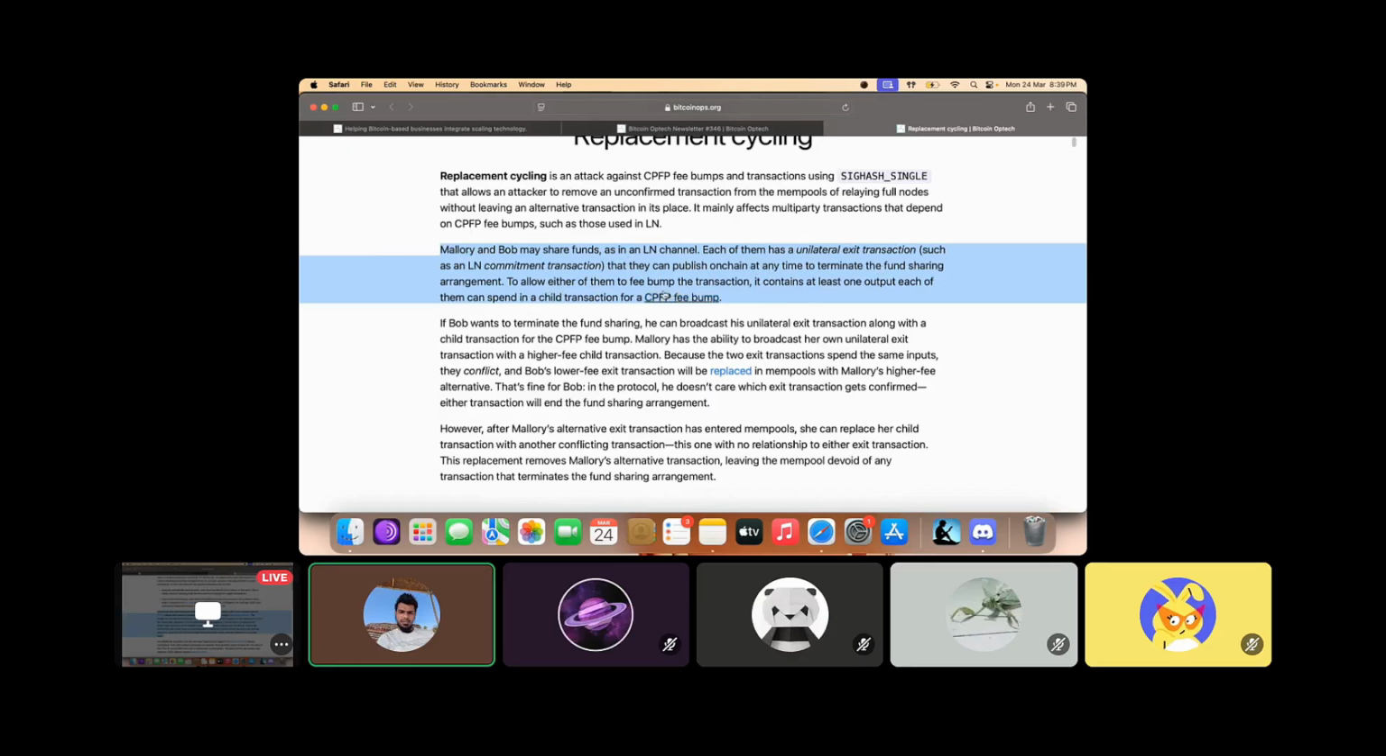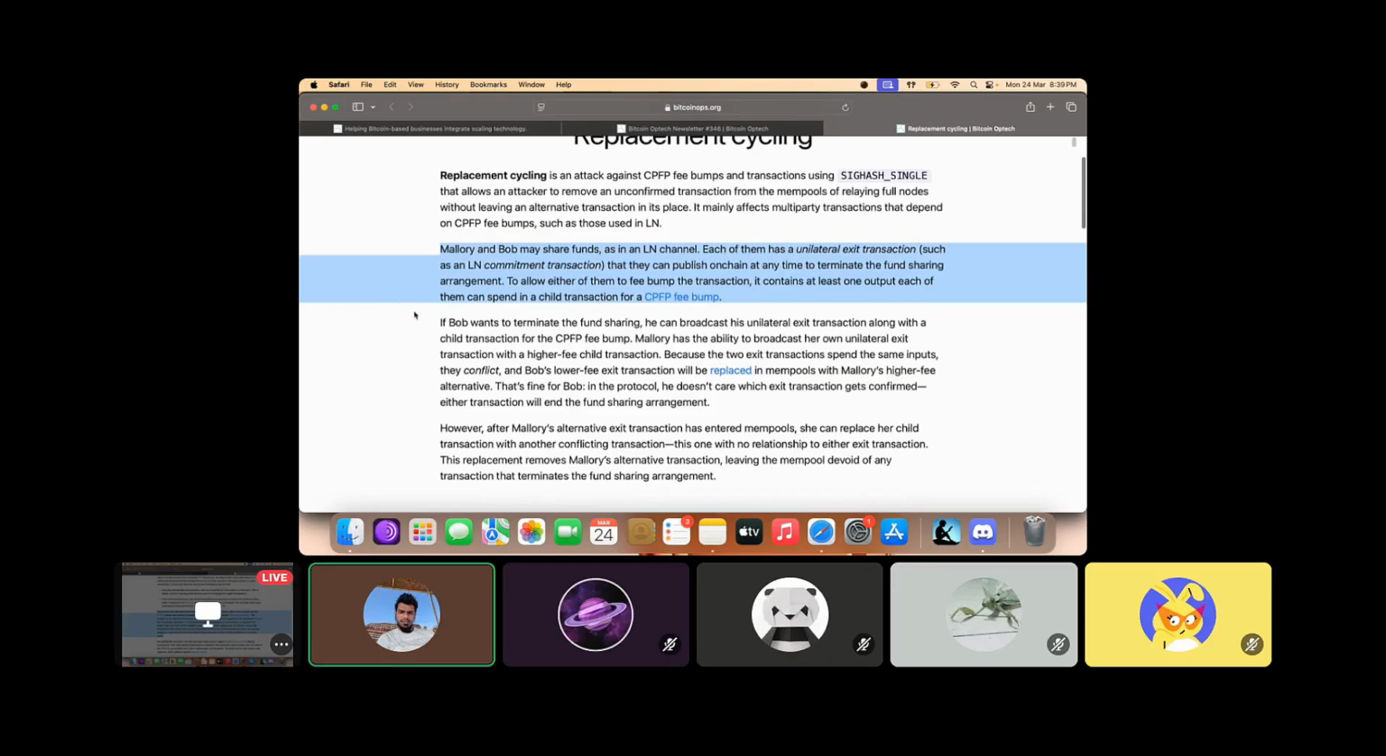To allow either of them to fee bump the transaction, it contains at least one output each of them can spend in a child transaction for a CPFP fee bump, right? So both of them have their own version of the commitment transaction, and both of them have an anchor output. Its only purpose is to enable a child that pays fee for that anchor output. The anchor output has an OP_CSV code attached to it. So until the anchor output is mined, the other outputs cannot get mined.